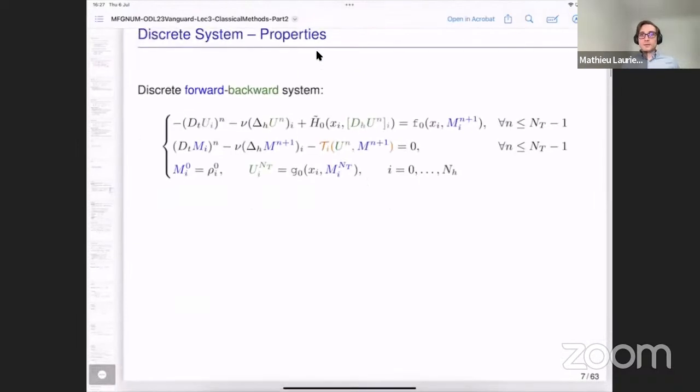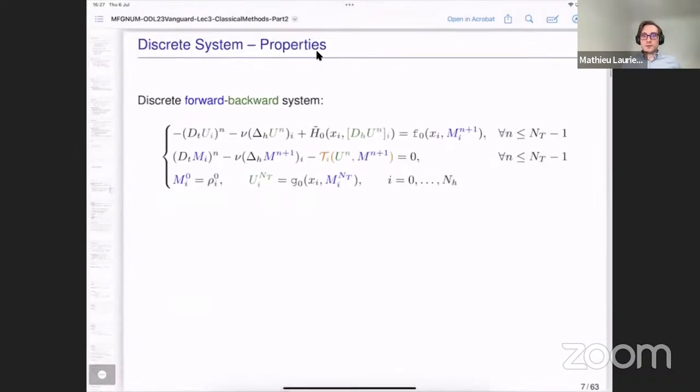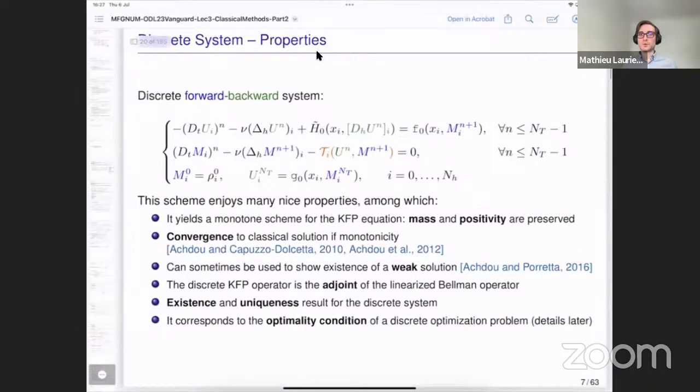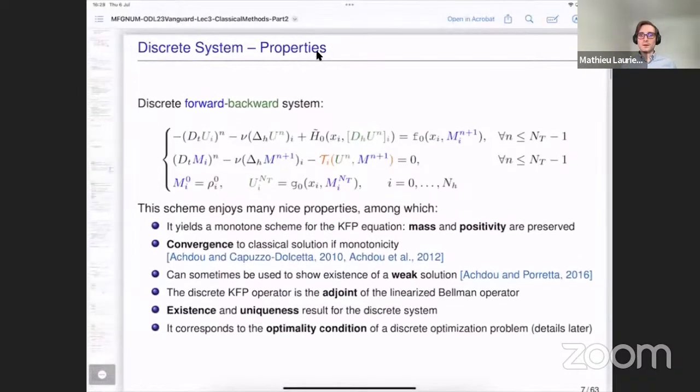All right, so we obtain this discrete system with two forward-backward finite difference equations. And this is what I mean by the numerical scheme. We have approximated the continuous system by the discrete system. I haven't proved it's a good approximation, but that's our candidate. And in fact, you can show nice properties for this system. It gives a monotone scheme for the KFP equation, which is one reason why we have discretized the transport operator in this way.